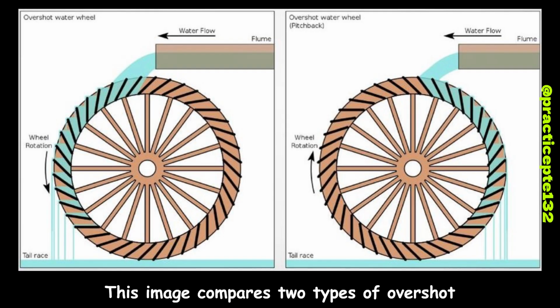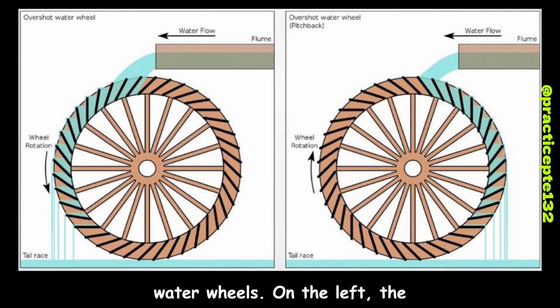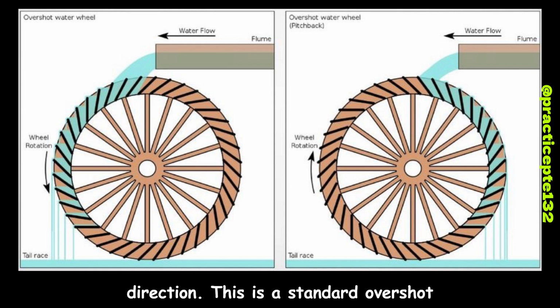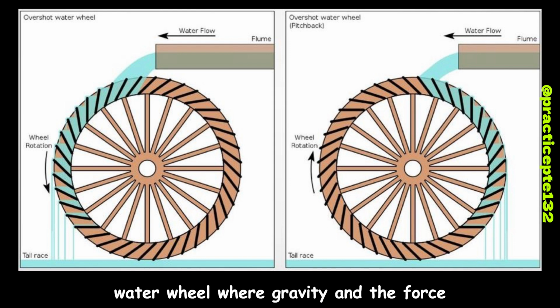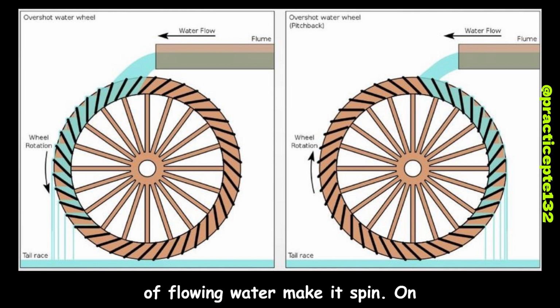This image compares two types of overshot water wheels. On the left, the water flows from a flume and falls directly onto the top of the wheel, causing it to rotate in a downward direction. This is a standard overshot water wheel, where gravity and the force of flowing water make it spin.